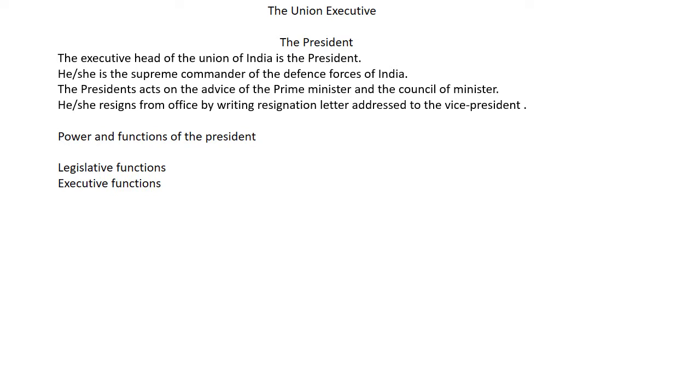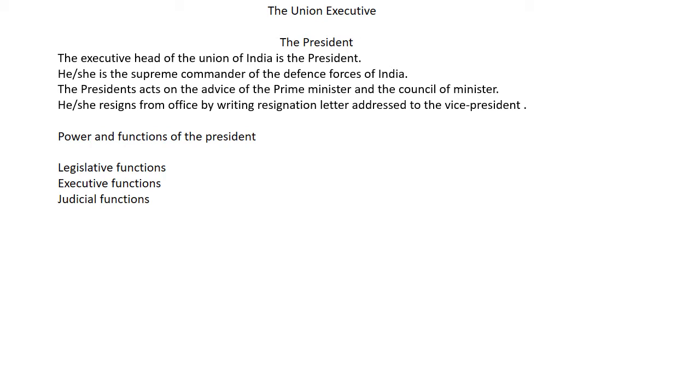Executive functions. The president is the head of executive. All executive orders are carried out in his or her name. All appointments like those of the prime minister, the council of ministers, the governors of states, the judges of the supreme court and state high courts are made by the president. So the president is the supreme commander of the defense forces.